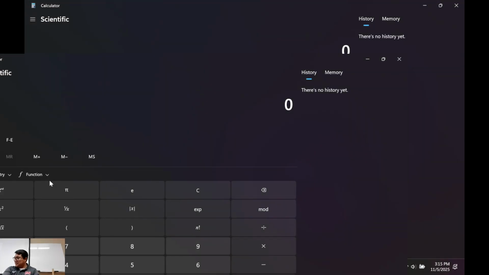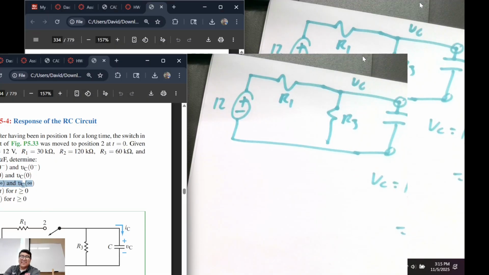Let's do it. 12 times 60 divided by 90. Yeah? Don't worry, I trust you. Guys, I gotta double check. We're going through this homework pretty fast. Right now we're just trying to describe this equation for VC at T. Is that good?